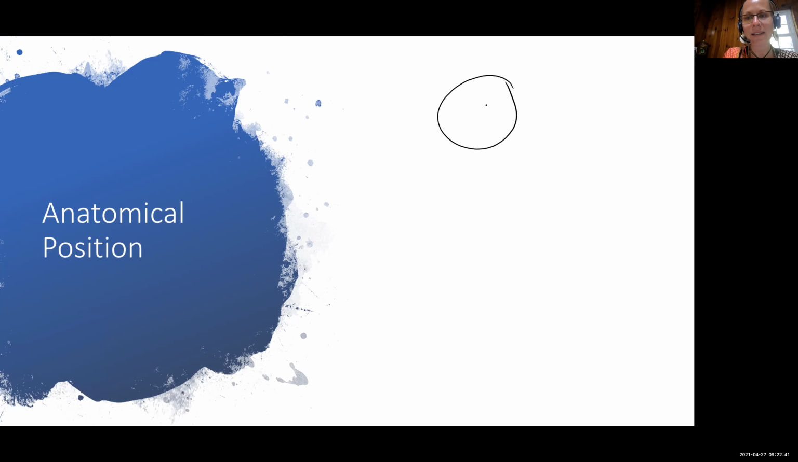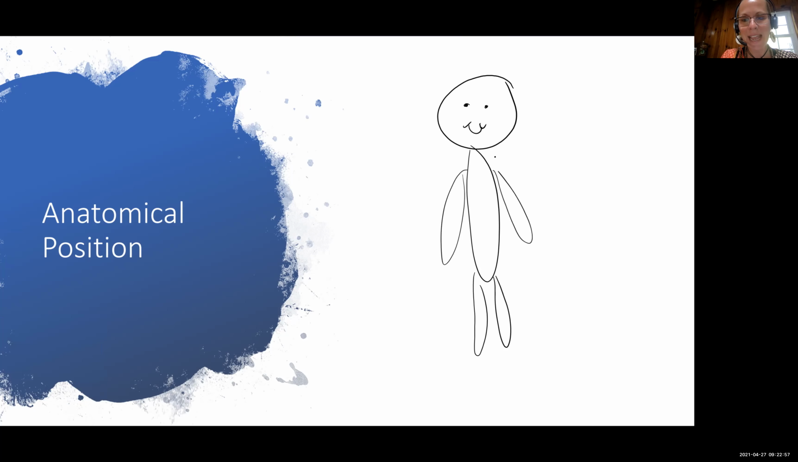So here's my face, right? And then we would have our body, and then we would have our legs parallel, so feet parallel together, arms at our sides, right? And then here's the significant feature. We need to make sure that we have palms face up, okay?